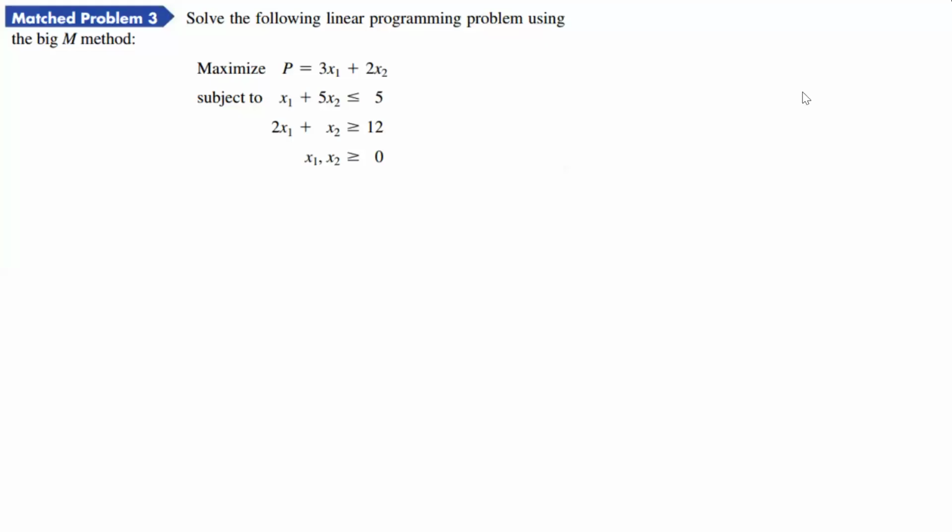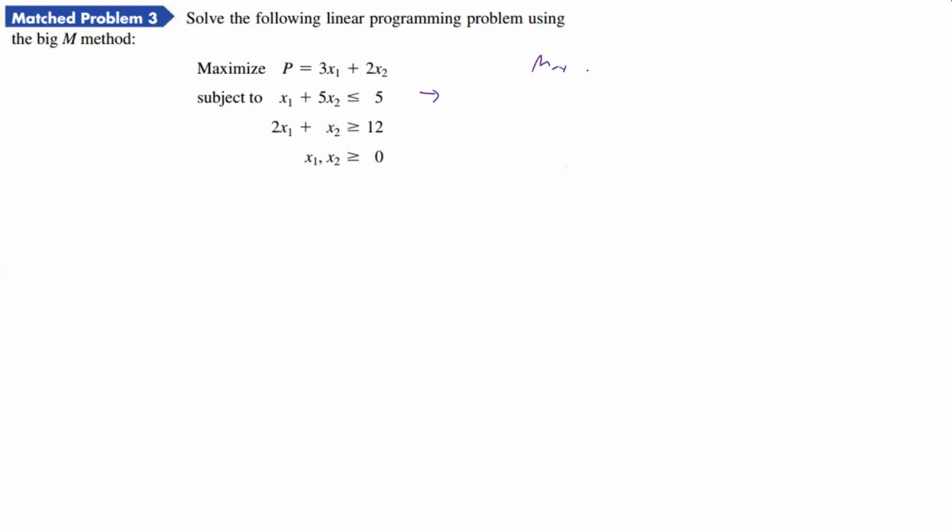All right, so here we want to solve again. This is just Math problem 3, so I just took it straight out of the book. We want to maximize P subject to these constraints. What we need to do is add in, in this case, a slack variable. In this case, we're going to subtract off a surplus, but add on an artificial. Let's just put it all here.